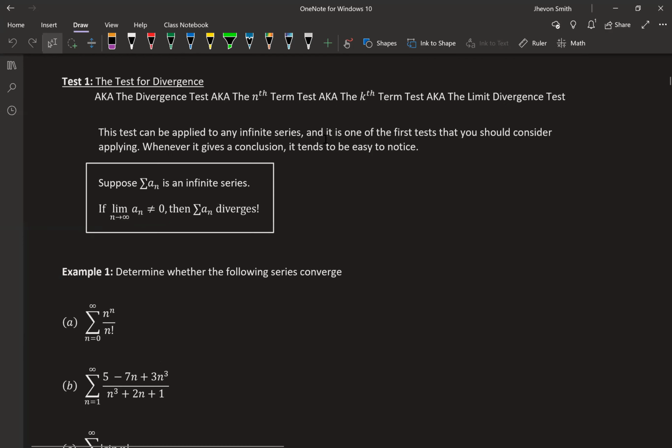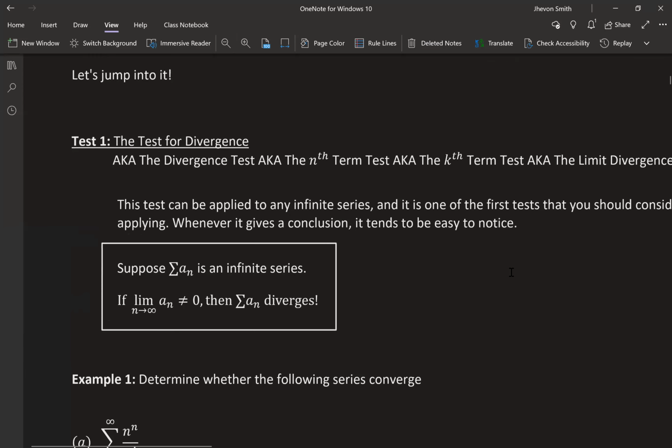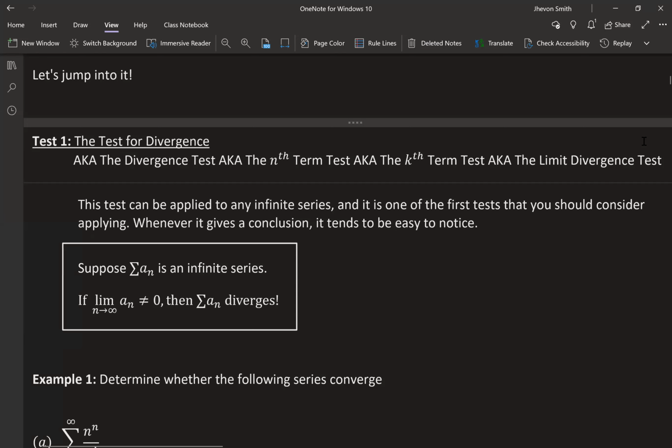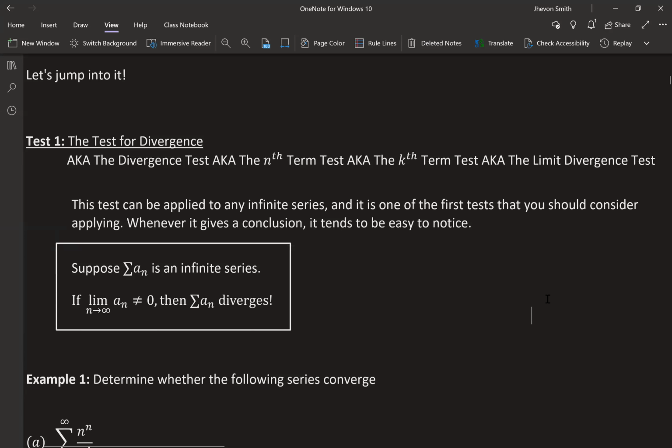I think at the moment I can make this a little bigger. Okay, so I think we're fitting in here. So this is the test for divergence, the first series test. Another name for this is the divergence test, or the nth term test, or the kth term test, or the limit divergence test. But test for divergence or divergence test is how you're going to think about it.